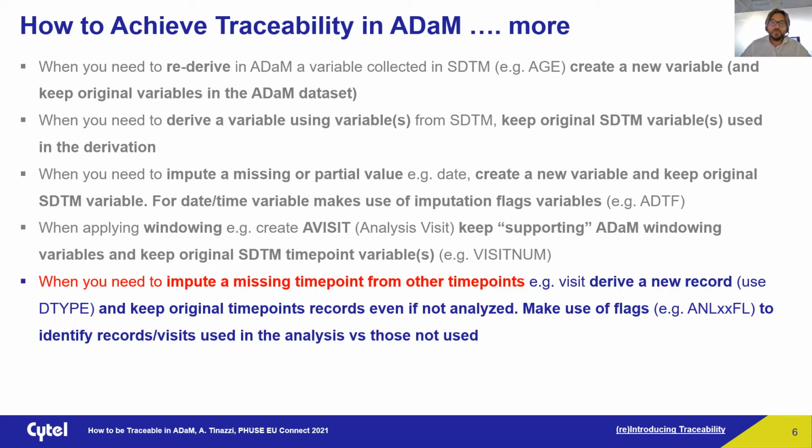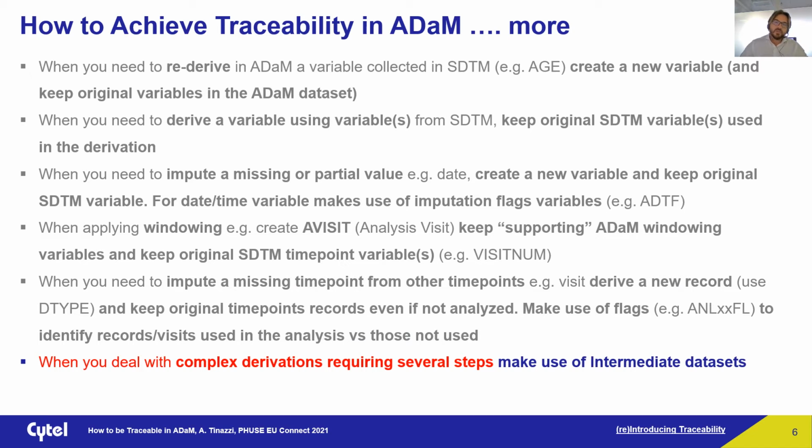When you need to impute missing time points from other time points, for example a missing visit, you should derive a new record, and you should keep the original time point record even if not analyzed. So the record from which the missing visit has been imputed using, for example, a method like last observation carried forward. You should also, in this case, make use of metadata or standard ADaM flags to identify records, or in this case visits, used in the analysis versus those that are not used.